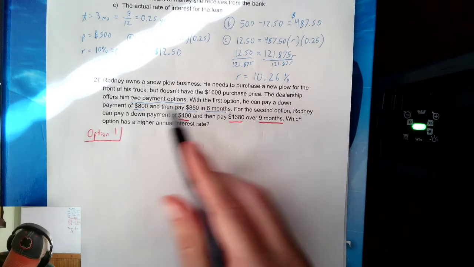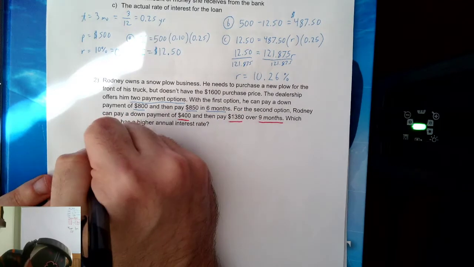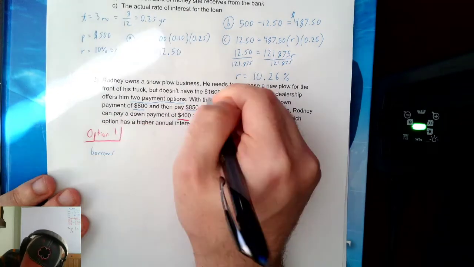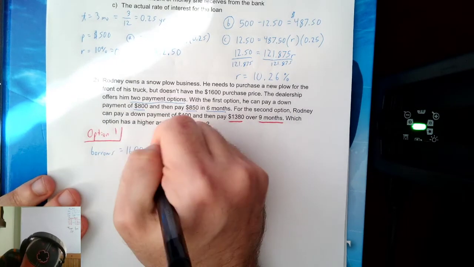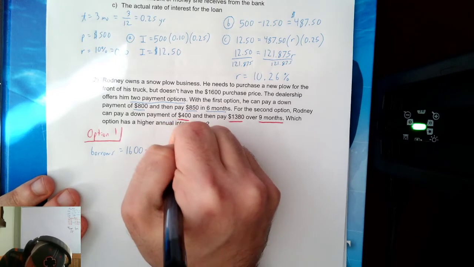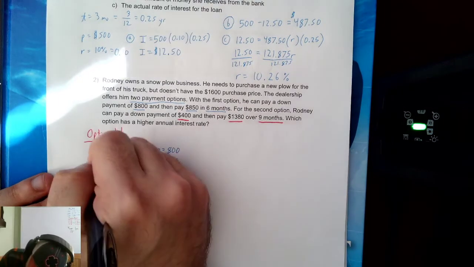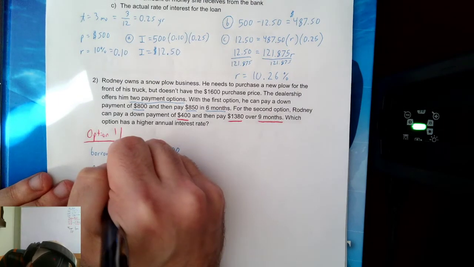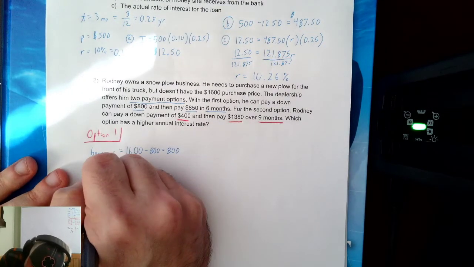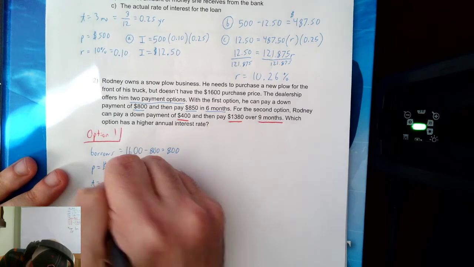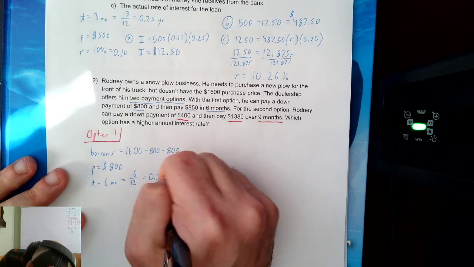Let's see. So with option 1, how much money is he actually borrowing? He needs $1,600, and he's paying a down payment of $800, which means he's actually borrowing $800, right? He needs the extra $800. So his principal is $800 in option 1. His time is 6 months, which is 6 out of 12, or 0.5 years, right? It's half a year.